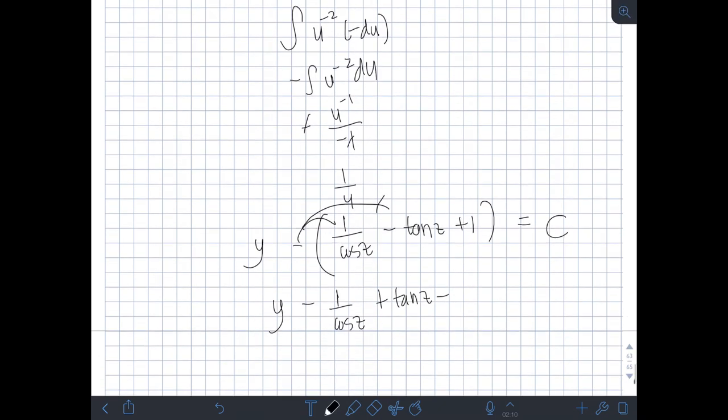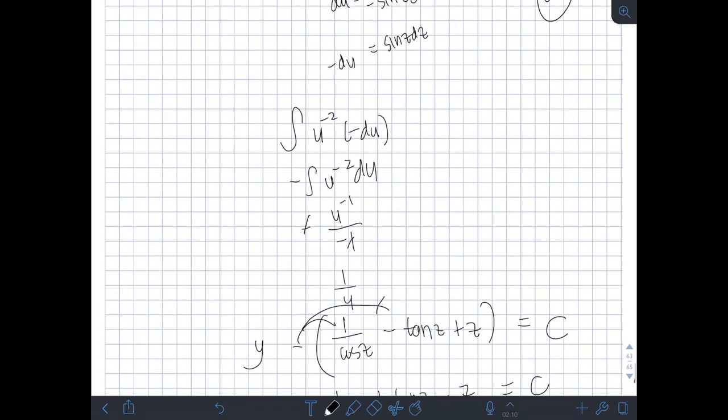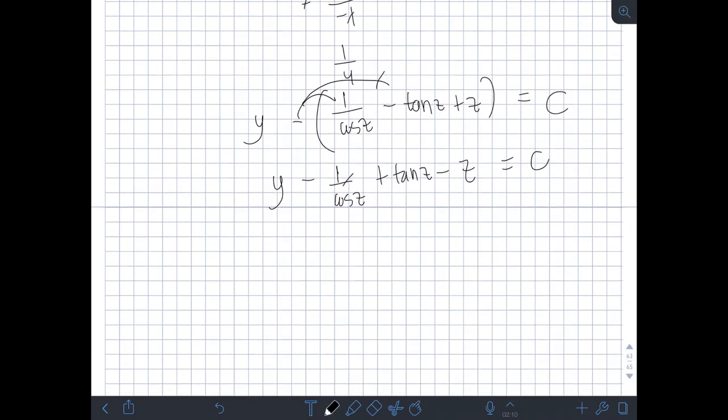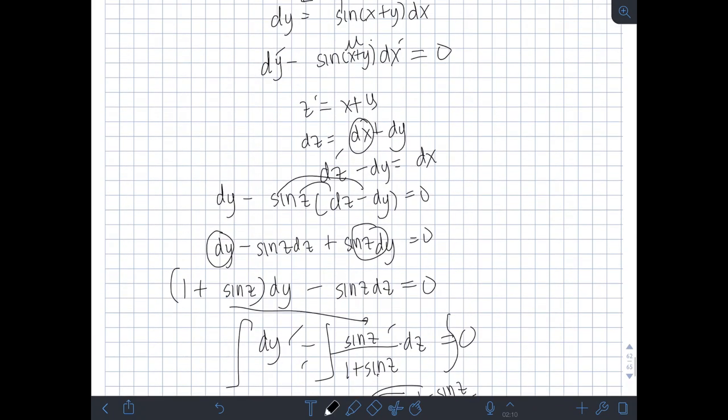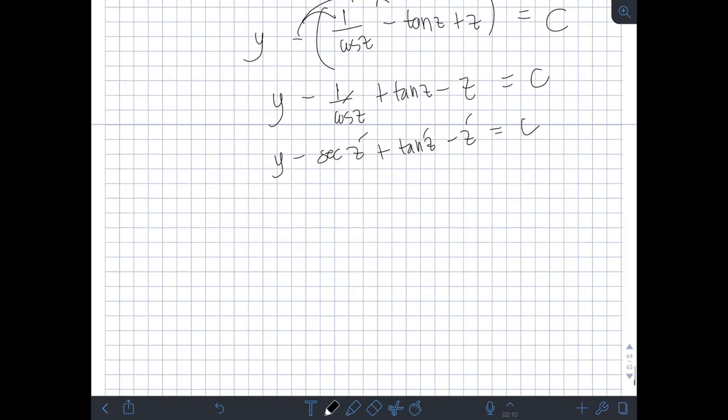sorry, z pala, bakit 1 yung sinulat ko? So, plus z, so magiging minus c equals constant. Okay? So, gawin ko na lang itong secant. Y minus secant z plus tan z minus z equals constant. Ngayon, balik natin itong z in terms of the original value niya na x plus y. So, magiging y minus secant x plus y plus tan x plus y minus quantity x plus y equals c.